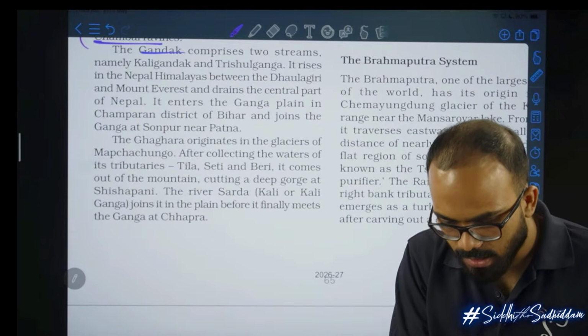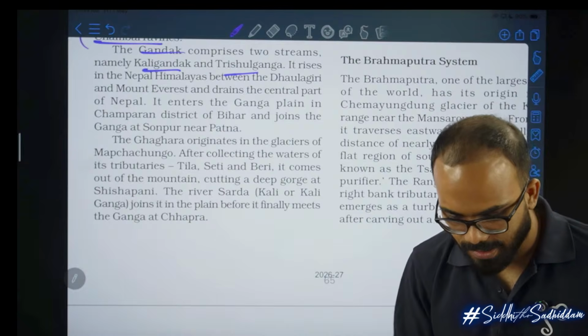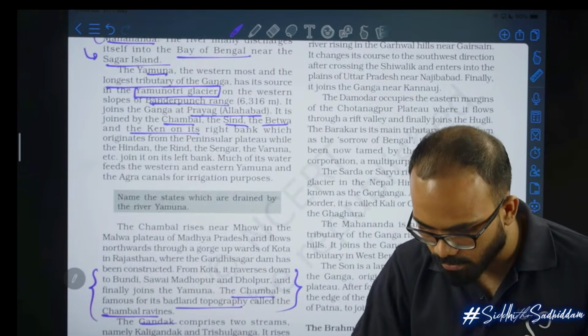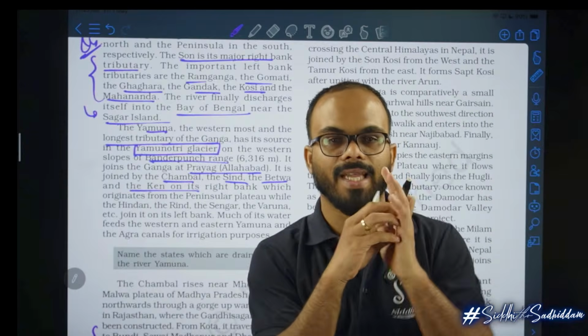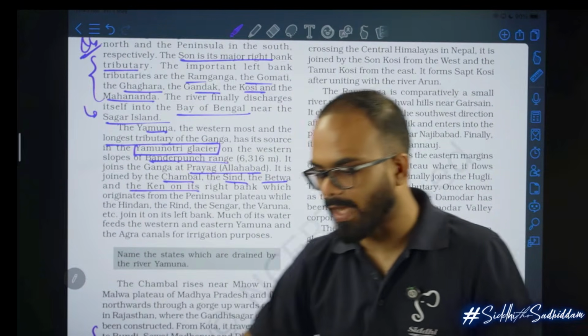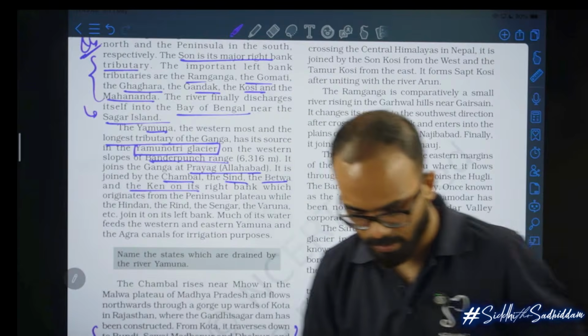Then you have Gandak, Kali Gandak, Trishul Ganga. This they can ask you. Ghaggar they can ask you. So the Ganga river system is important. All you need to do is take NCERT and match it with the map, and you have to prepare factual notes for these particular topics.